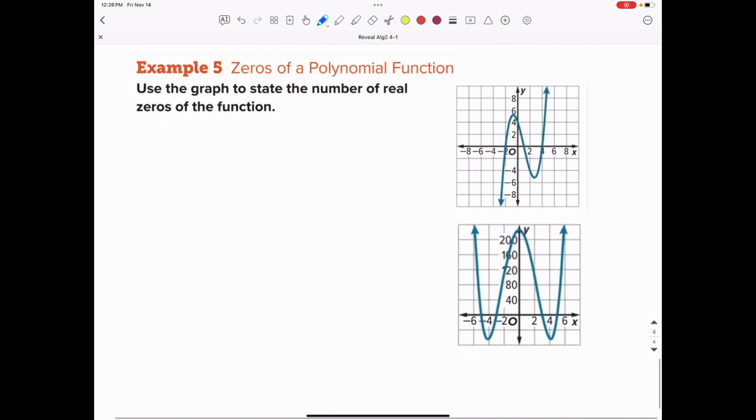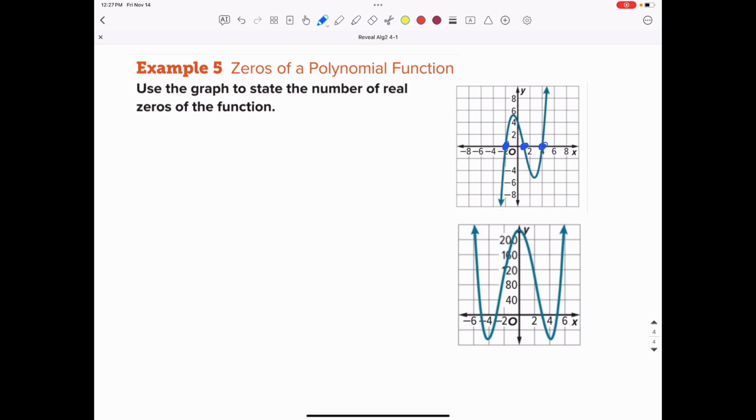Finally, we will review the zeros of a polynomial function. Remember, the zeros is another way of describing the answer to a function when that function is set equal to 0. On a graph, the answers can be found by looking at the x-axis. So example 5 says use the graph to state the number of real zeros of the function. We can see that on the top graph, we have 3 places where it crosses the x-axis. There are 3 x-intercepts. There's one right there, one near the middle, and one towards the end.